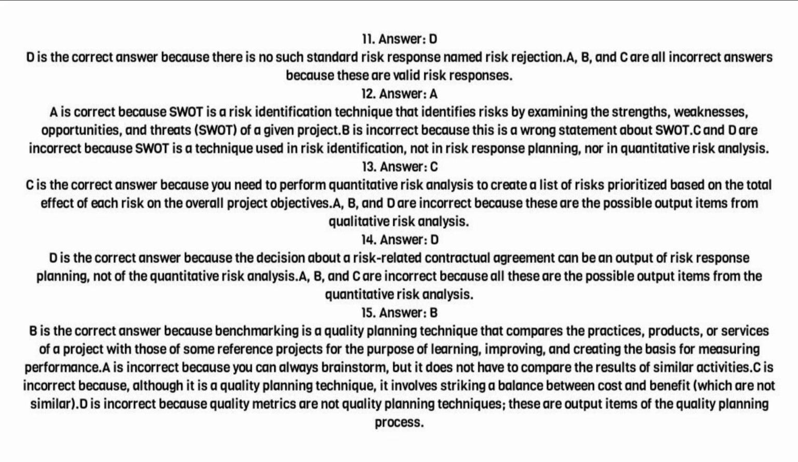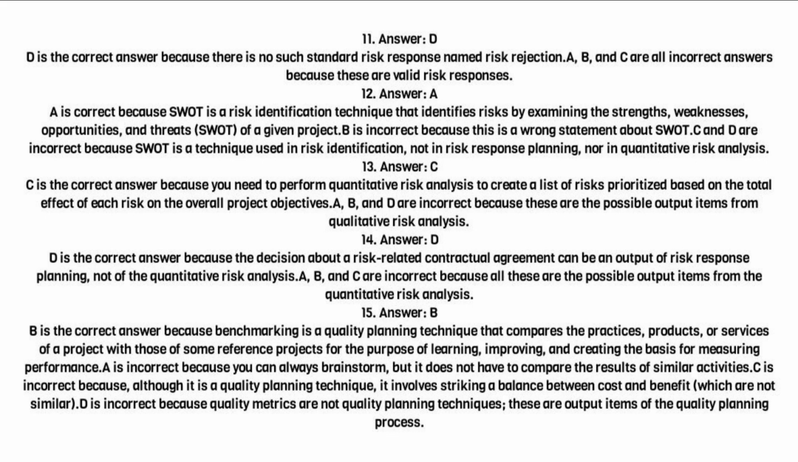12. Answer A. A is correct because SWOT is a risk identification technique that identifies risks by examining the strengths, weaknesses, opportunities, and threats, SWOT, of a given project. B is incorrect because this is a wrong statement about SWOT. C and D are incorrect because SWOT is a technique used in risk identification, not in risk response planning, nor in quantitative risk analysis.